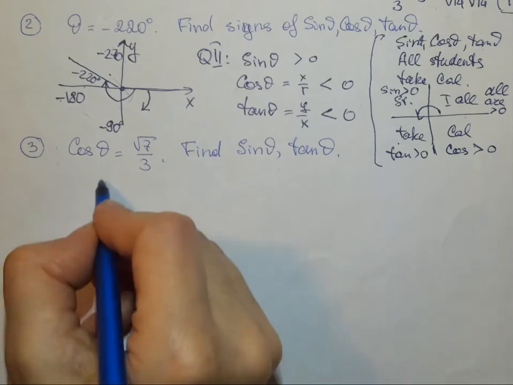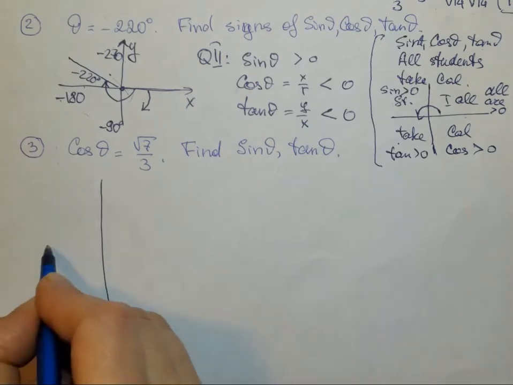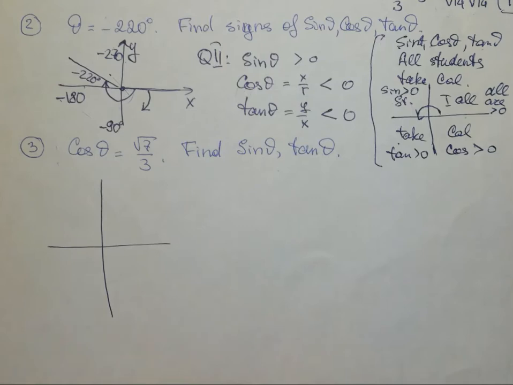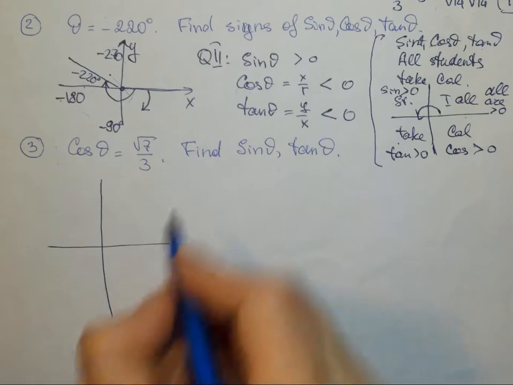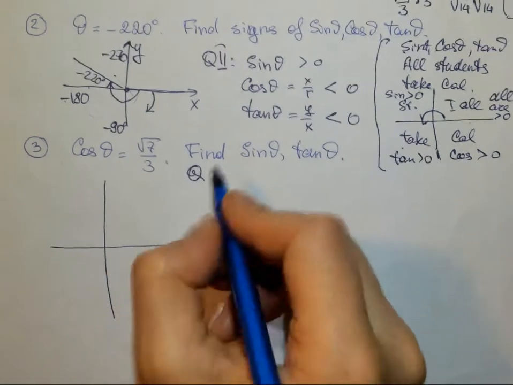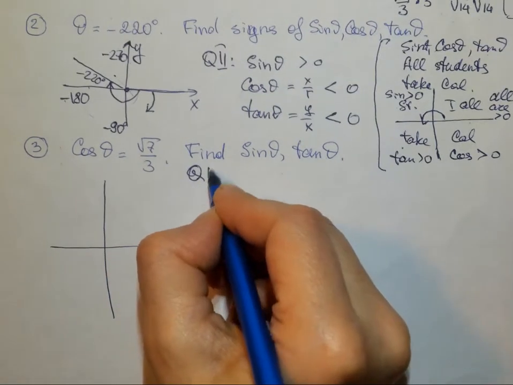So let us locate this angle. We must know the quadrant. Without the quadrant, we cannot tell the sign of sine and tangent. So let it be quadrant 4.